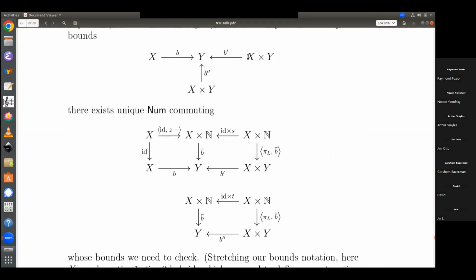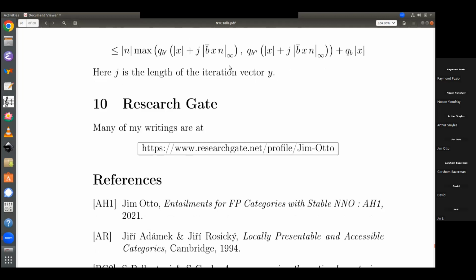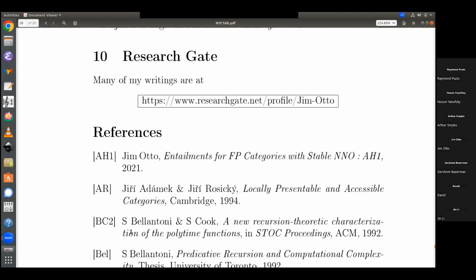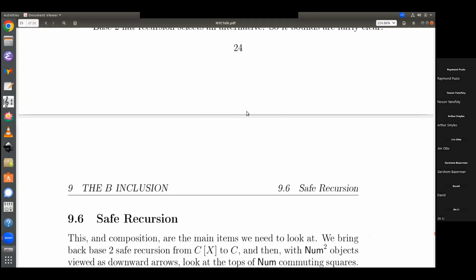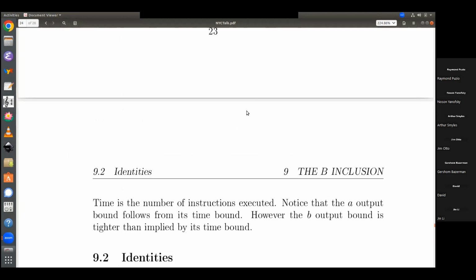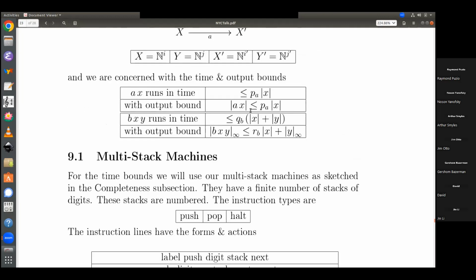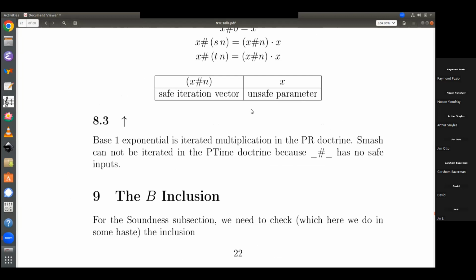Who's that? AH, you were saying? A lot of the references are to writings that I have at ResearchGate, and I'm there as Jim Otto. So like AH1 is entailments. I want to try to really quickly talk about entailments, because that's the big machine that I didn't have until after I wrote my thesis. So I tried to do things that were trying to intuit toward that idea, but I wasn't there yet. So that was kind of ugly.